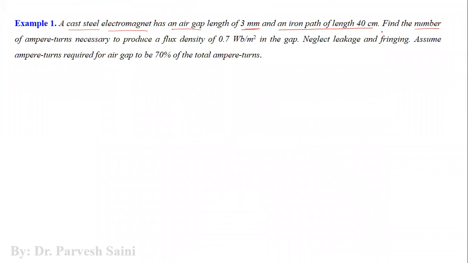Now we have to find out the number of ampere turns which are required to produce the flux density of 0.7 Weber per meter square or 0.7 Tesla in the gap. If we assume that there is no leakage of the flux and no fringing, then we need to find out the ampere turns. It is also given that the ampere turns which produce this flux density in the air gap are 70% of the total ampere turns. So let us find out the solution of this numerical.